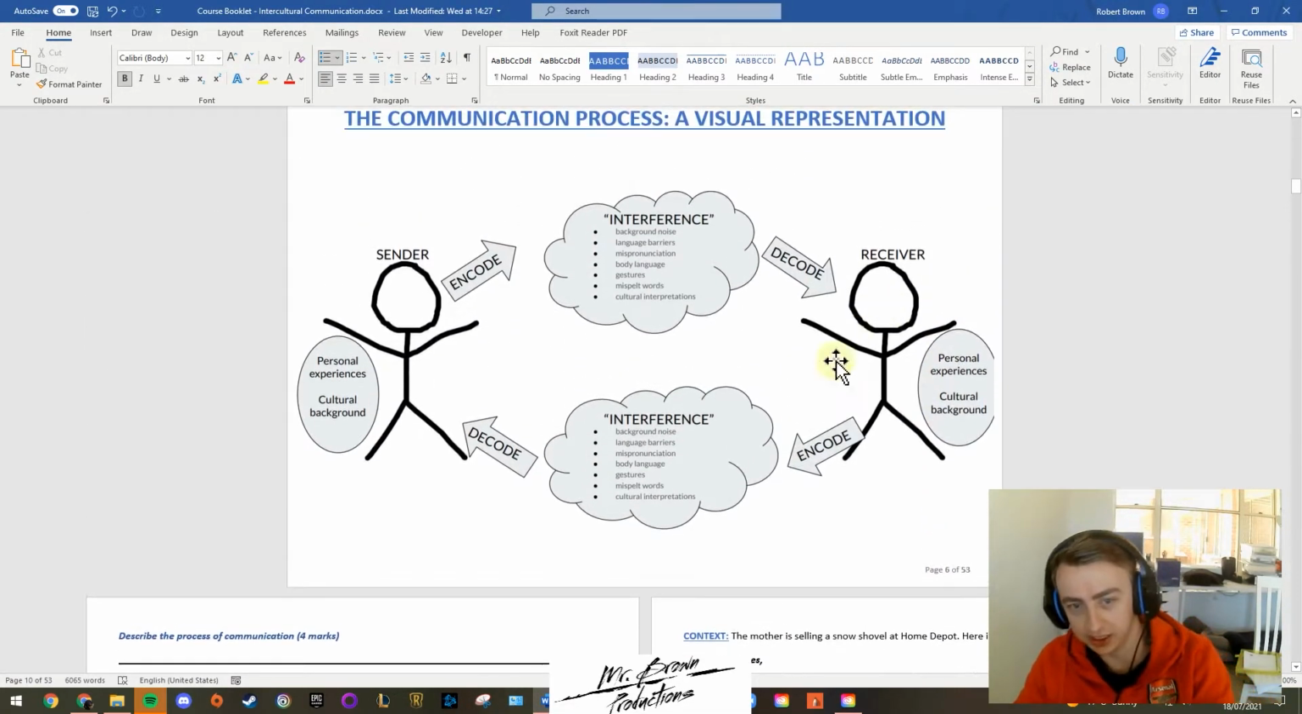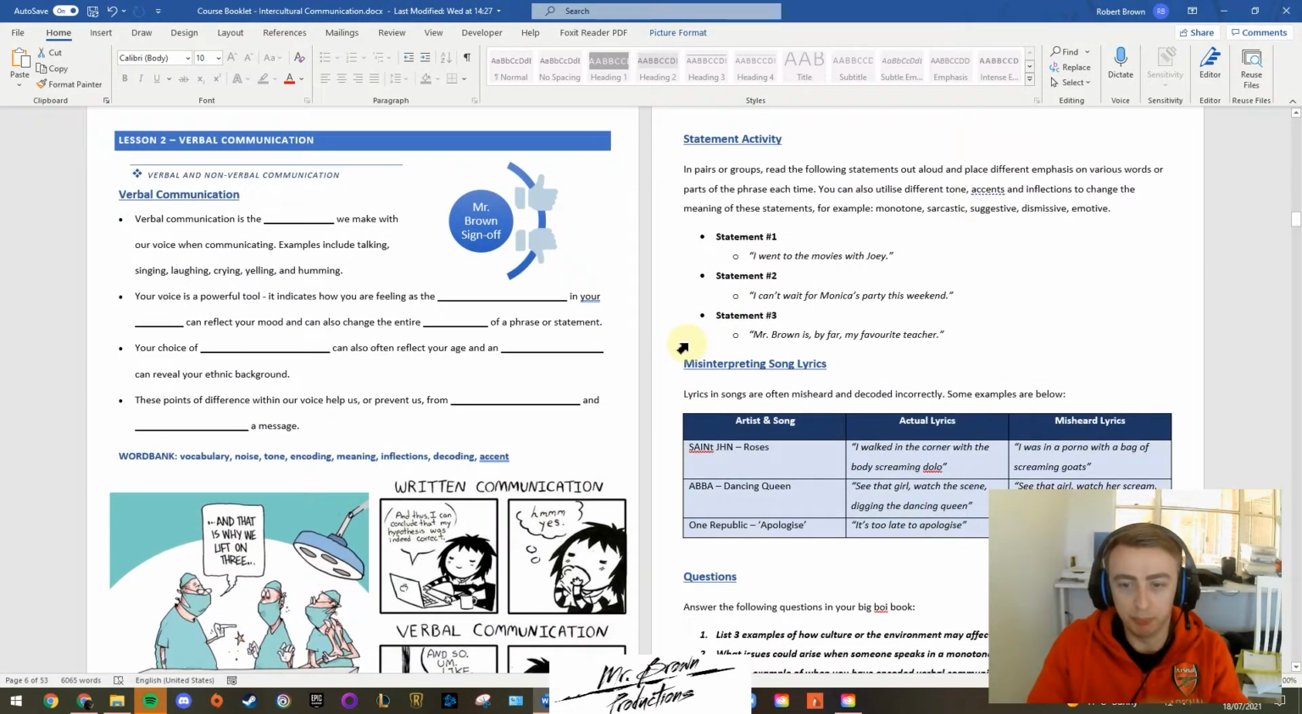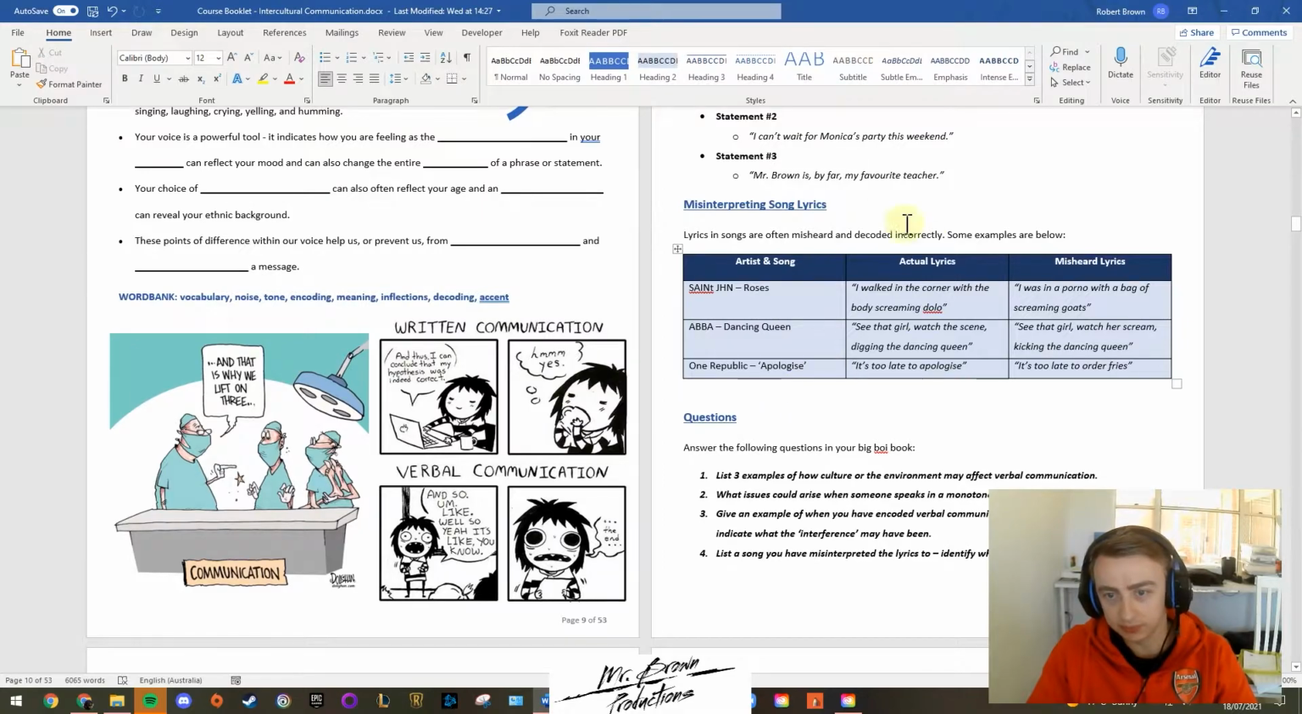If we go back up to here, the different inflections you put on can completely change how the receiver decodes your message. Whether that's a suggestive tone, a monotone tone of voice, or it's sarcastic, they're going to interpret it very differently based on your tone and inflection.